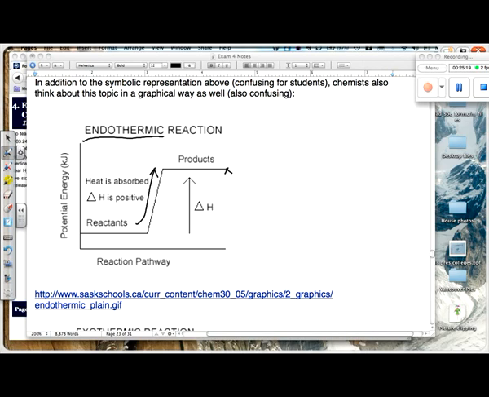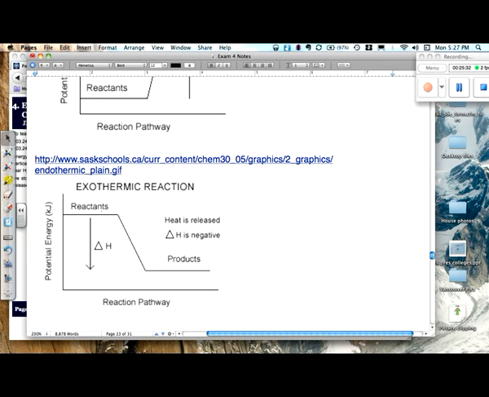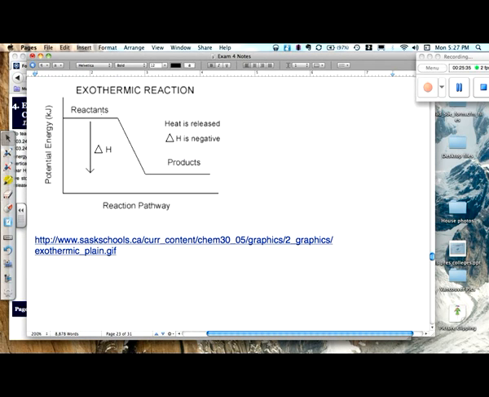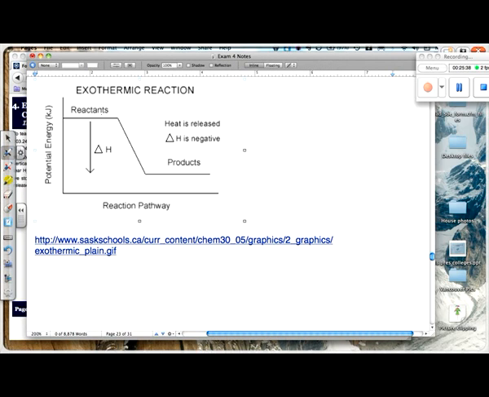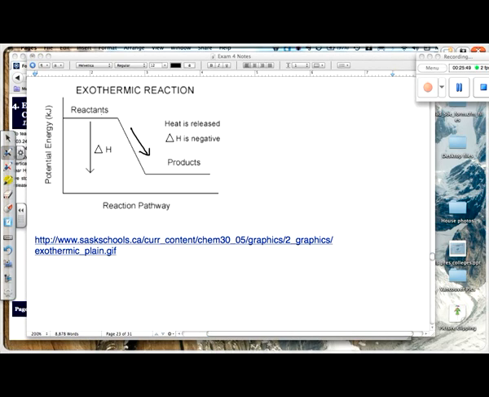No matter what your energy curve looks like, the enthalpy for the reaction is, as shown here, the difference in energy between the products and reactants. Okay? So that's an endothermic reaction. An exothermic reaction would be opposite. Energy flowed down in the negative direction. So products are at a lower energy than the reactants. So exothermic, negative, energy is going in the negative direction.